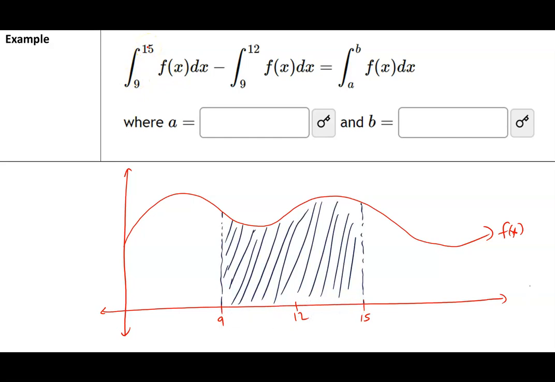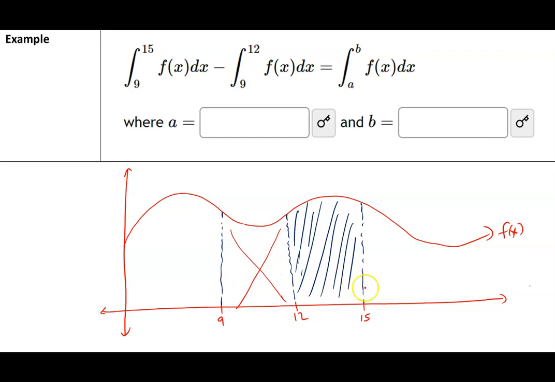So this is the area represented by this first term, 9 to 15. But we're subtracting off the area between 9 and 12. So imagine that second area gets subtracted off. So now we only have the area between 12 and 15 because we had the area from 9 to 15, but we subtracted 9 to 12. We took that off. So now we only have the area from 12 to 15. And so those will be our new limits of integration. A will be 12, B will be 15.